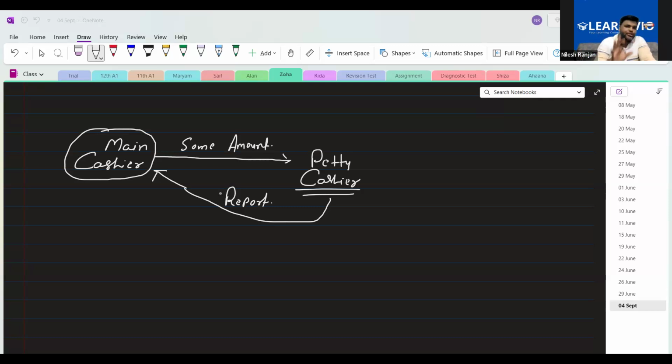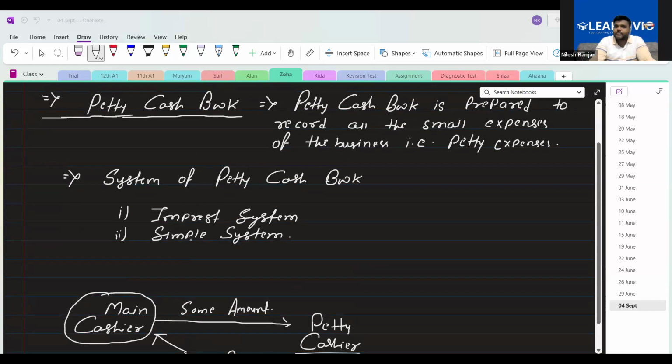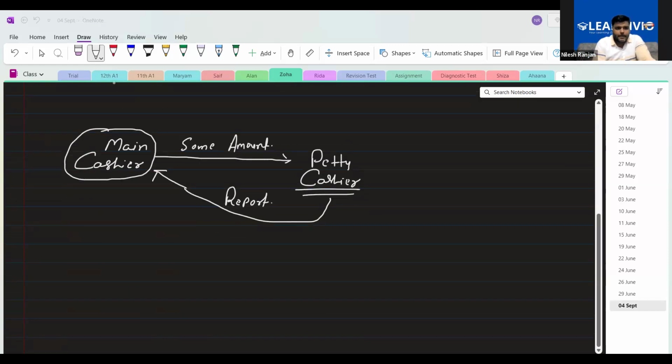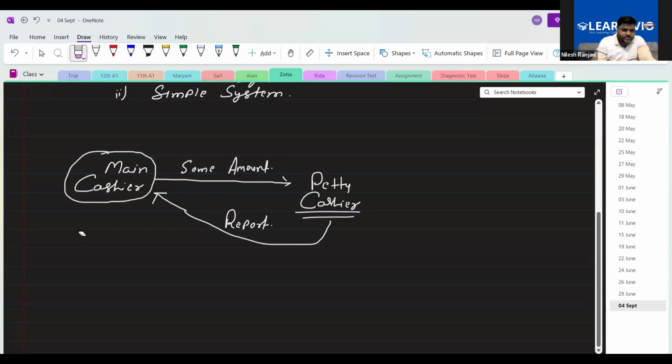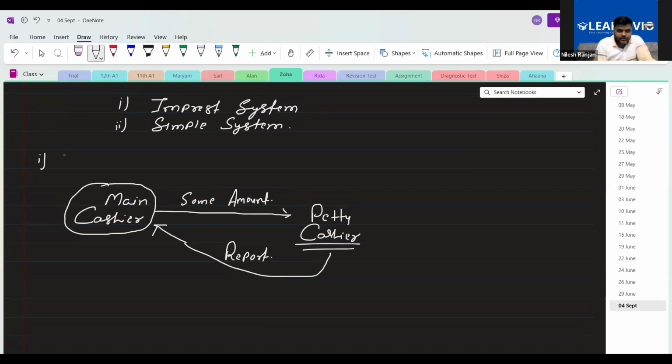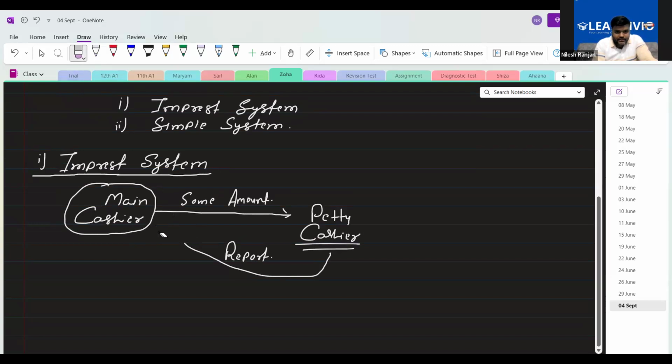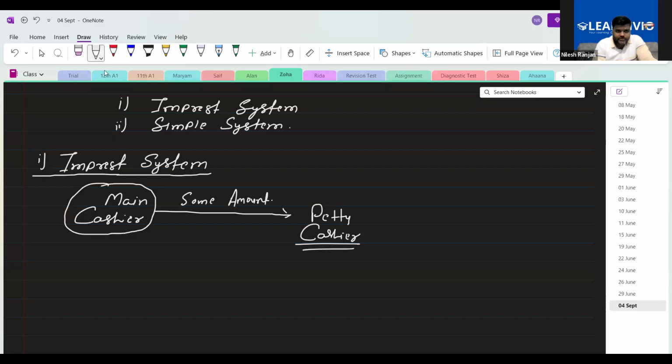Now, there is a little bit of change in the two systems that we have discussed here: imprest system and simple system. Right now I'm talking about the imprest system, so I will write it here. It is called imprest system. The main cashier will give some amount to the petty cashier, it is the same. First we will discuss the imprest system. The main cashier will give some amount to the petty cashier in the beginning of the month.